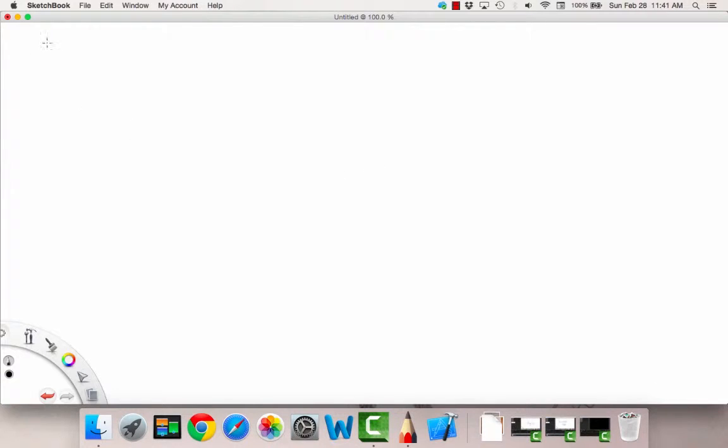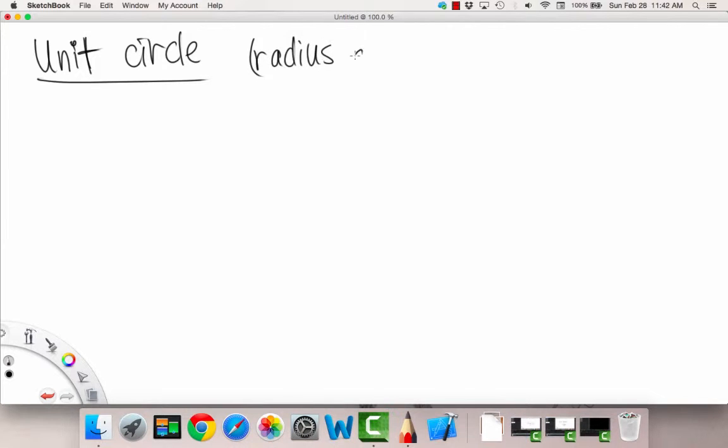Now let's visit what's called the unit circle. Whenever you see the word unit in math, it usually means something has a length of 1. So in this case, the unit circle has a radius of 1, which is nice because 1s are pretty simple.